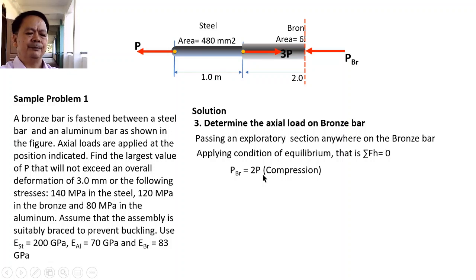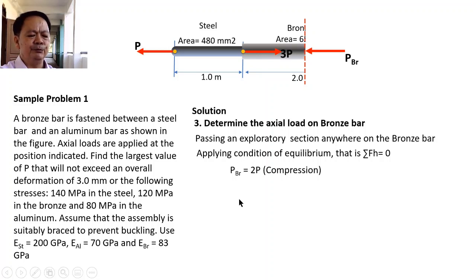And we will see that P of the bronze is directed towards the section, therefore the bronze is subjected to compression, so that there will be a shortening on the part of the bronze. But as we have seen, if the steel is subjected to tension, there is an increase in length, while in the bronze, there is shortening on the part of the bronze.